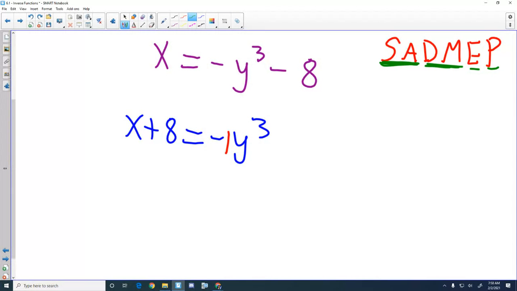Should I add 1 to both sides since that's the opposite of a negative 1? Well, we're not subtracting that 1, right? That's a negative 1 times y cubed. That's being multiplied with the variable. So to cancel out that negative 1, we need to divide by a negative 1. Doing so will cancel out, and leave us with just the y cubed.